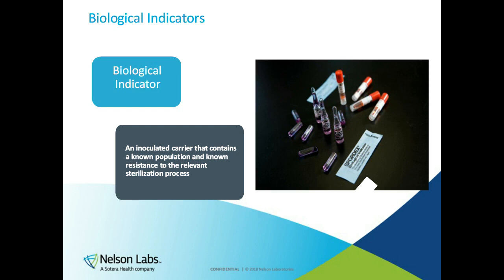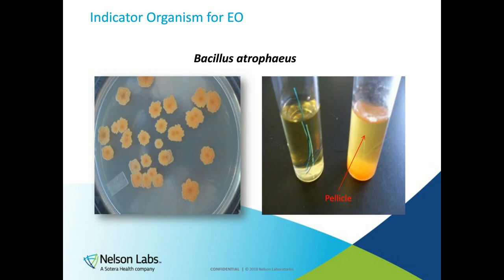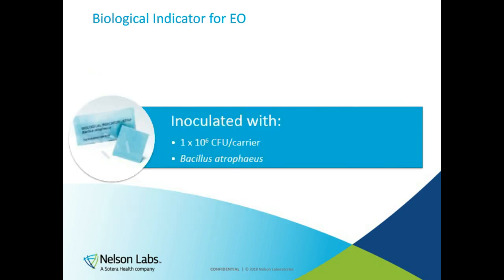For ethylene oxide, the indicator organism is Bacillus atrophaeus. In these 2 slides, you see how Bacillus atrophaeus is typically grown out on the plate on the left in these large orange cultures, and on the right, in the test tube, you see the turbidity and also that classic orange pellicle on top of the growth media, both indicating growth of Bacillus atrophaeus. The BI indicator for EO is inoculated with 1 × 10⁶ colony-forming units per carrier, and again, the indicator organism is Bacillus atrophaeus.